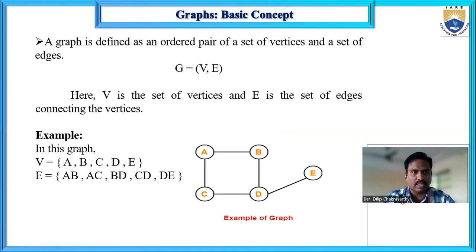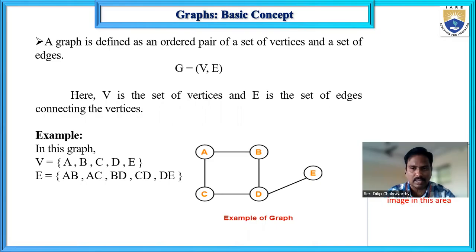Graph is defined as an ordered pair of set of vertices and a set of edges. So whenever you are talking about a graph, it is represented as G equal to V comma E, where V is the set of vertices and E is the set of edges. For example, for this graph, if you observe, there are five vertices A, B, C, D, E, and we are having some edges: AB, AC, CD, BD, and DE. These are all the edges. So in a graph, we find these two things, V and E.